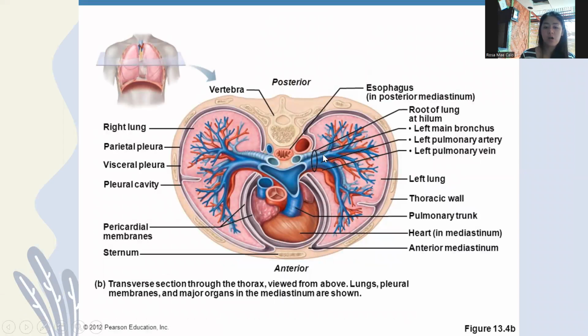This is a cross section of our lungs, viewed from above. The lungs, the pleural membranes and the major organs can be seen, and also the mediastinum. In the mediastinum we have the heart, veins, vertebra, posterior esophagus, and so on.